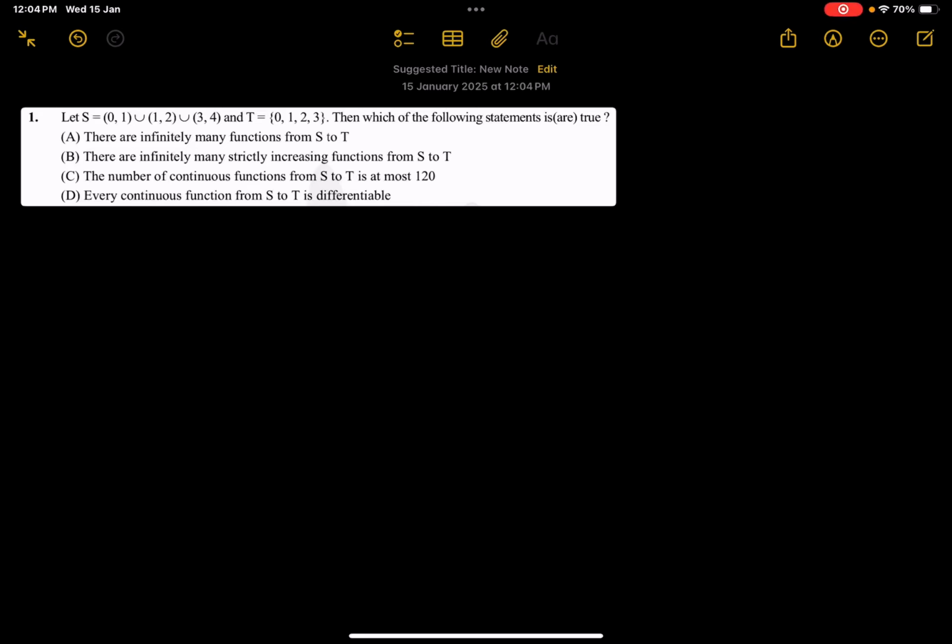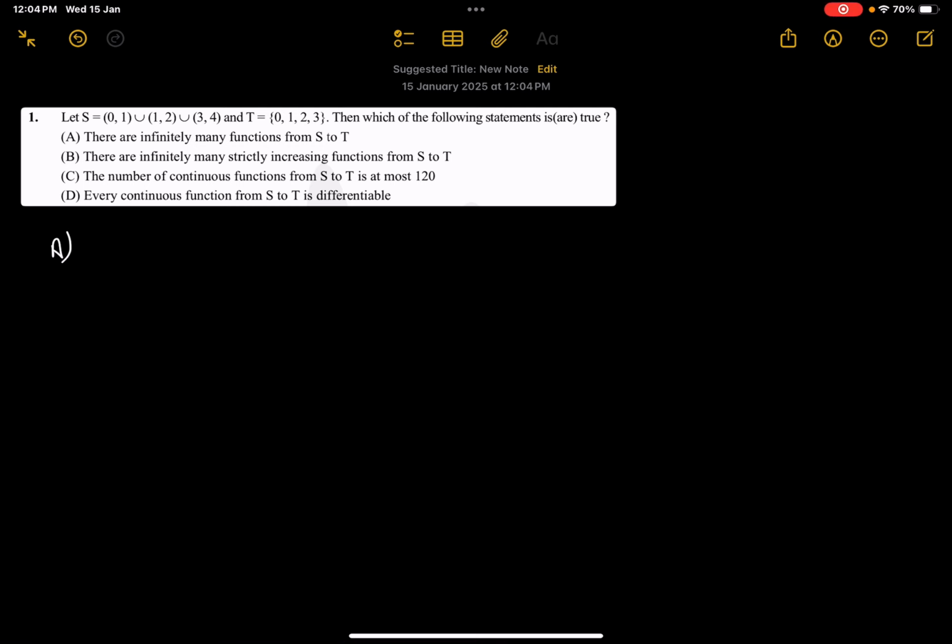We are starting with JEE Advanced 2023 Paper 1 Q1. This is from functions. Let's move on to the options. So for option A: there are infinitely many functions from S to T.